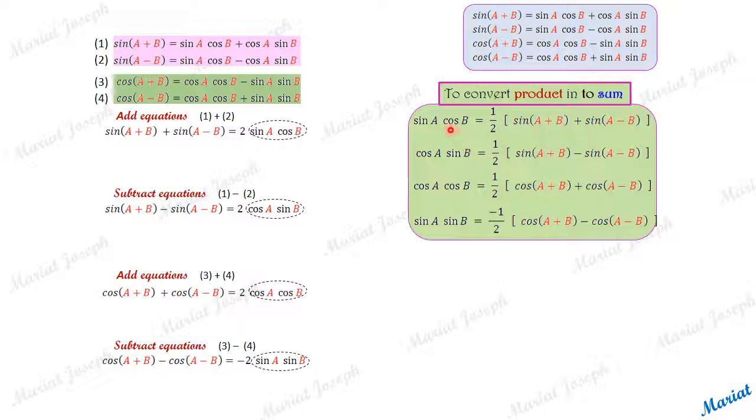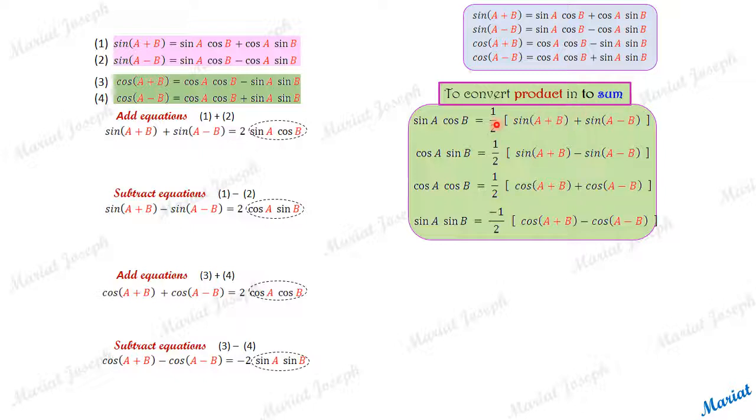Here it is, a single term in each of them. Sin A cos B, cos A sin B, cos A cos B, sin A sin B. All four possibilities of the product of sine function and cosine function we have dealt with. Now, we need to know how we can convert the sum to product, the reverse process.